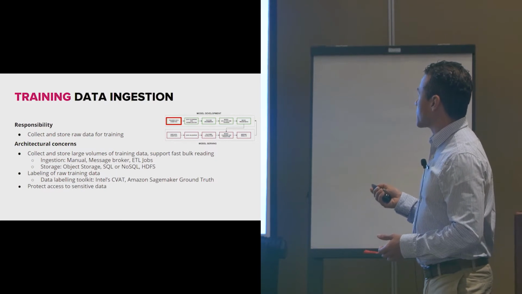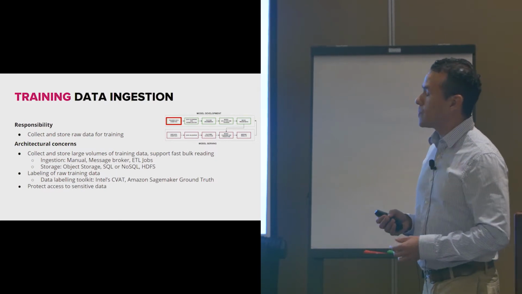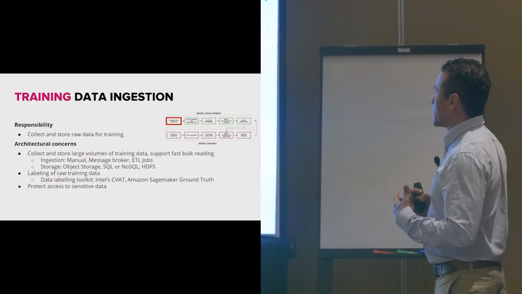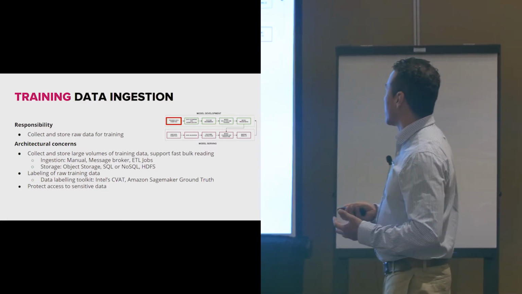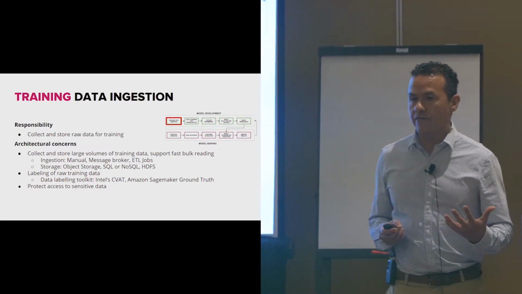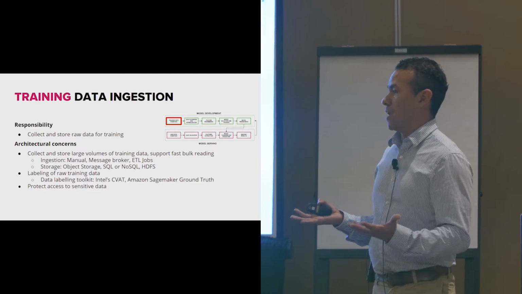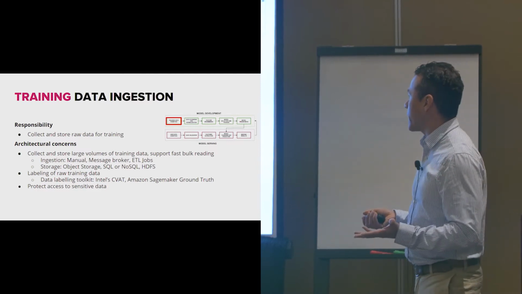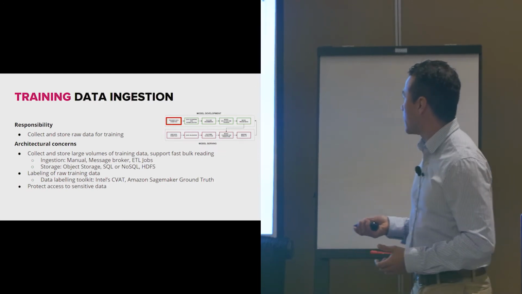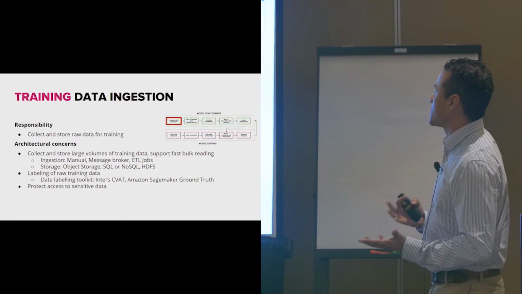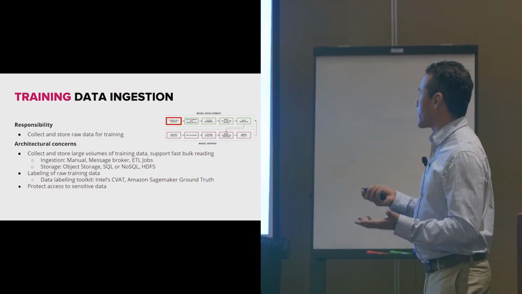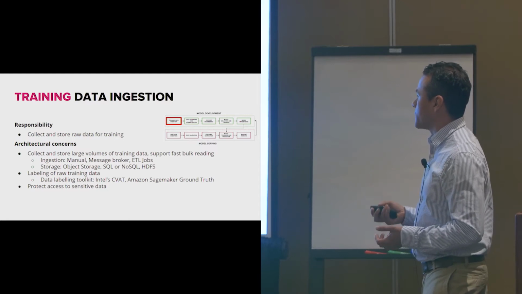So the first step, which has to do with model development, is the ingestion of training data. This is the first activity that needs to be done for model development. Some of the important concerns related to this activity are the collection of huge amounts of data and supporting the fast reading of this data. These are some examples of decisions that the architects can make to support this, like different types of ingestion mechanism or storage mechanism.